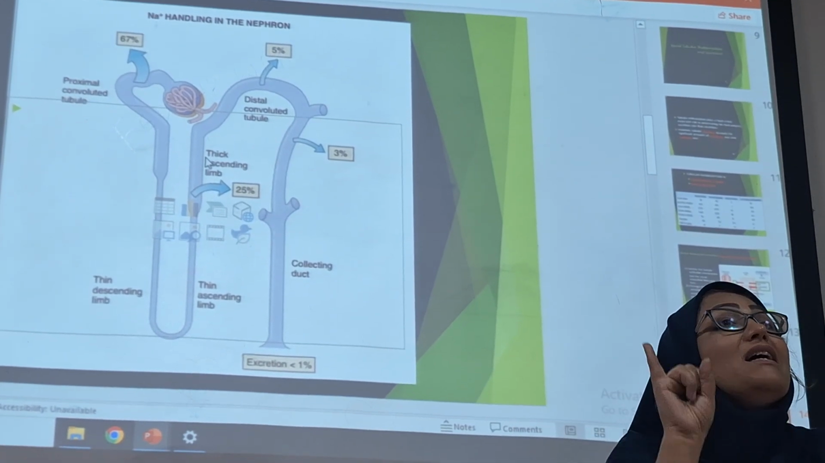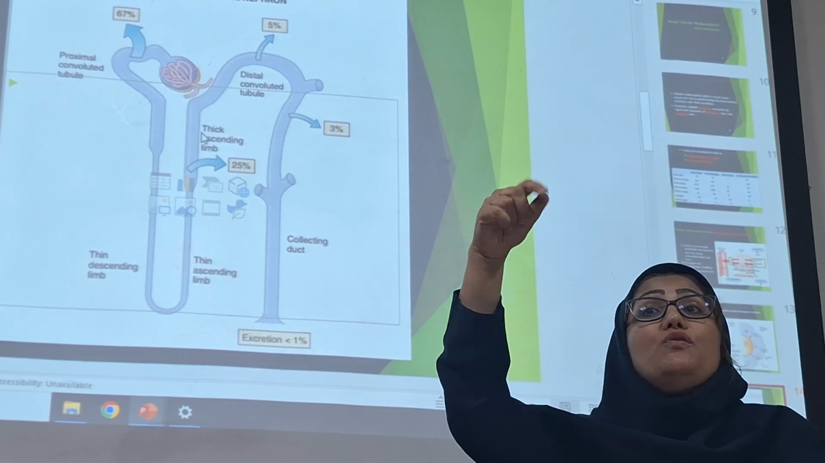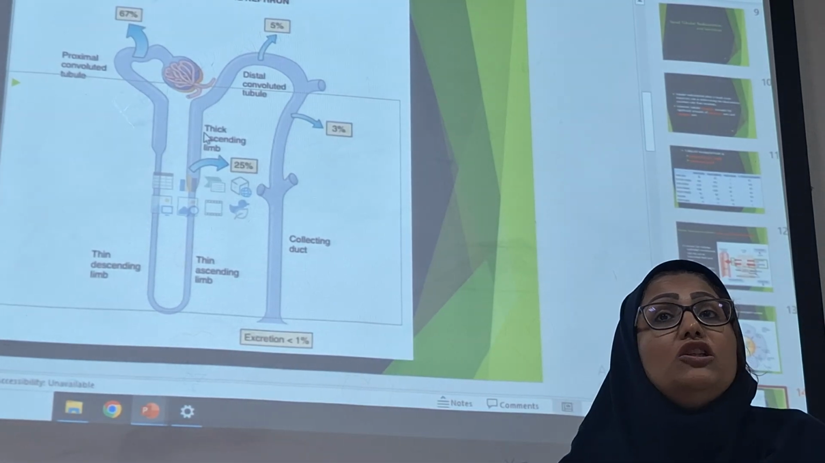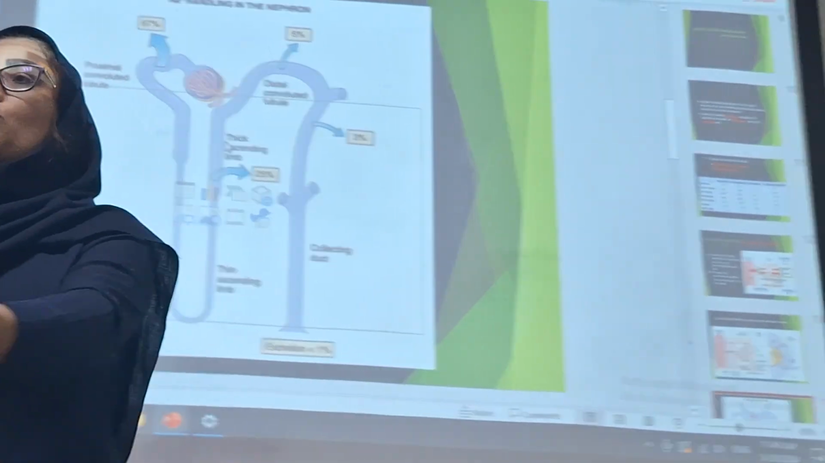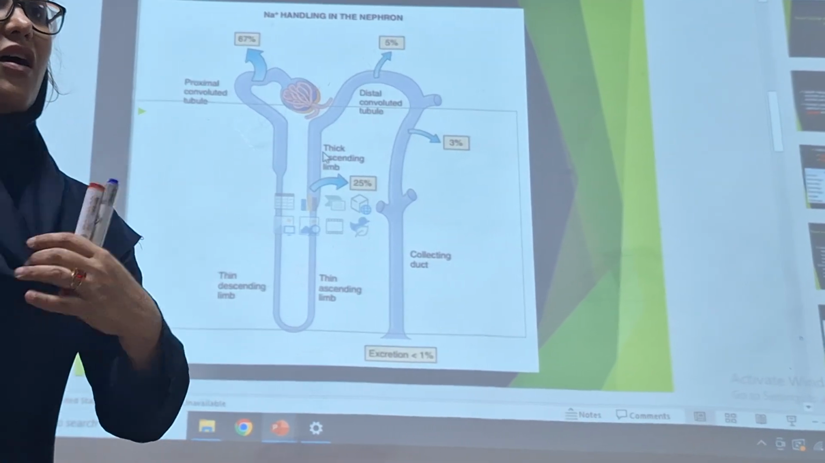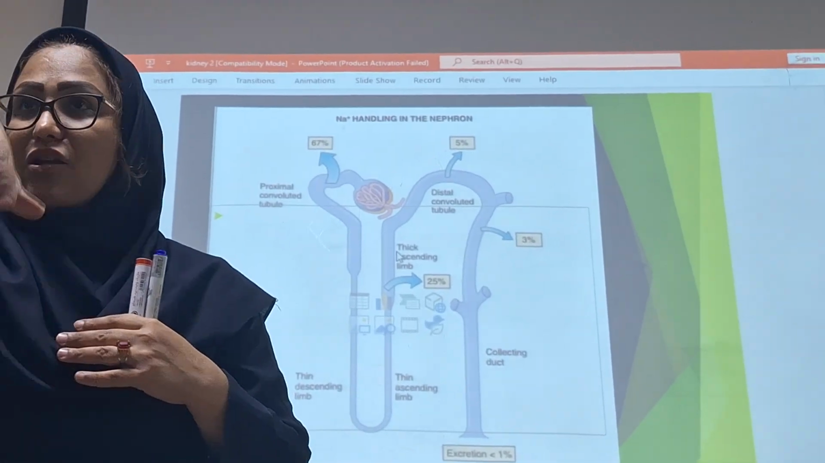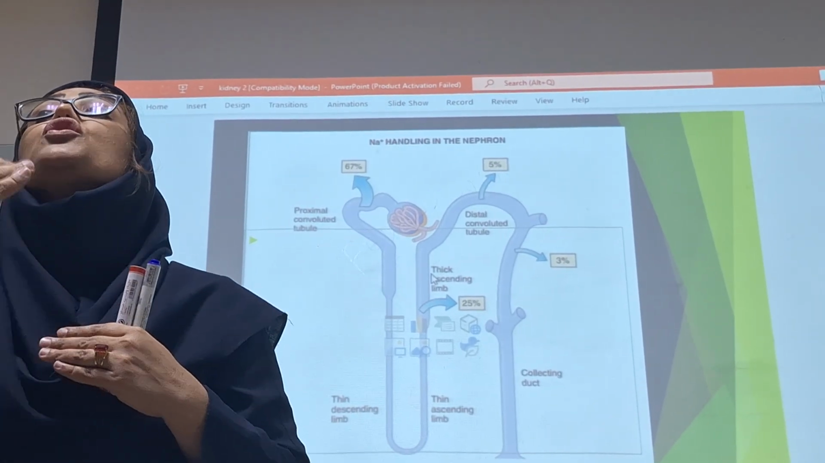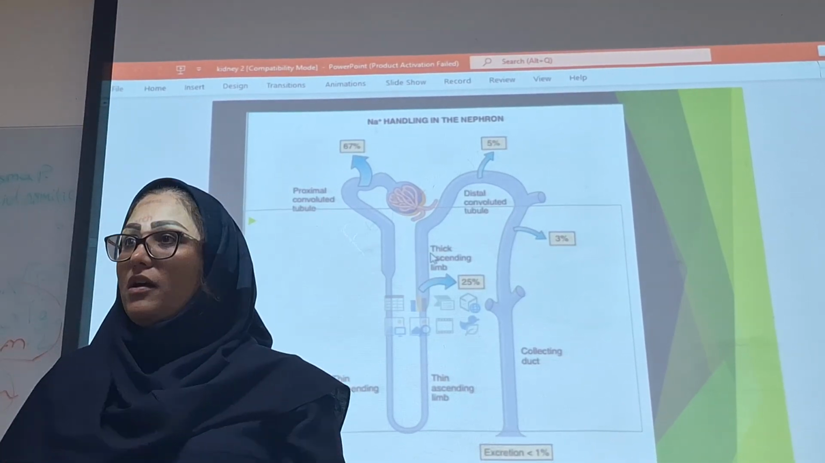65% of water and 65% of solute are reabsorbed in the proximal tubule. What does it mean? Suppose that here is Bowman's capsule. I told you the concentration of solute and water are the same. Do you remember? It means the filtrate is isosmotic or isotonic with plasma. Am I right? Yeah.